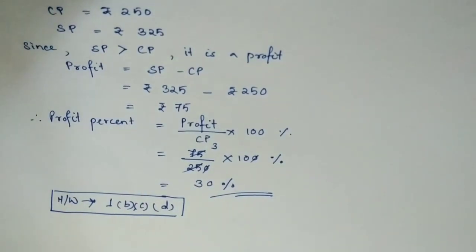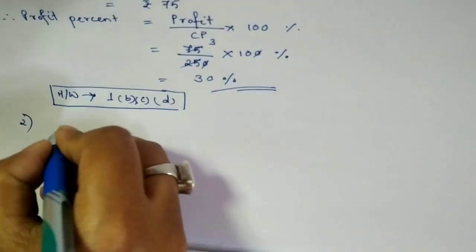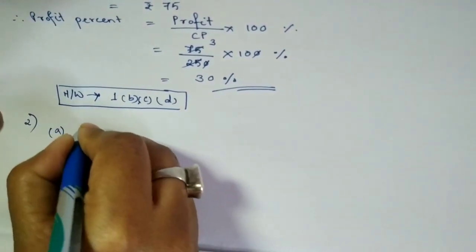Now let us move on to question number 2. What is given in question number 2? Let's see. Convert each part of the ratio to percentage. So it's given that 3:1.